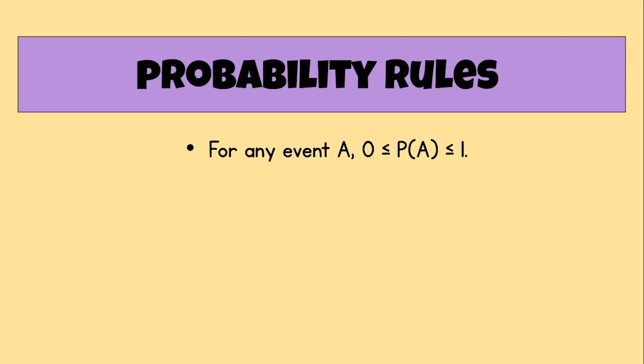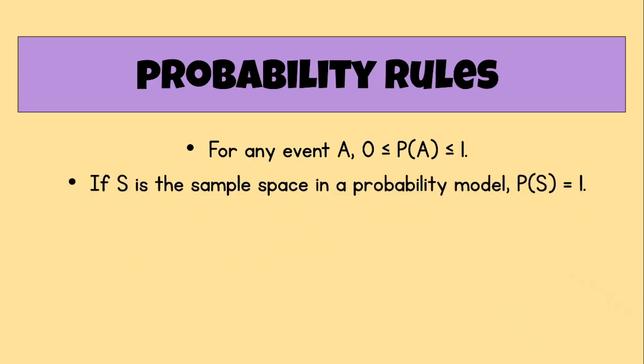Our first rule is that for any event A, the probability of that event happening is between 0 and 1. You can't have a negative probability in the real world, and you can't have a 101% chance of something happening in the real world. Now, the second rule is that if S is the sample space in a probability model, then P(S) must be equal to 1.